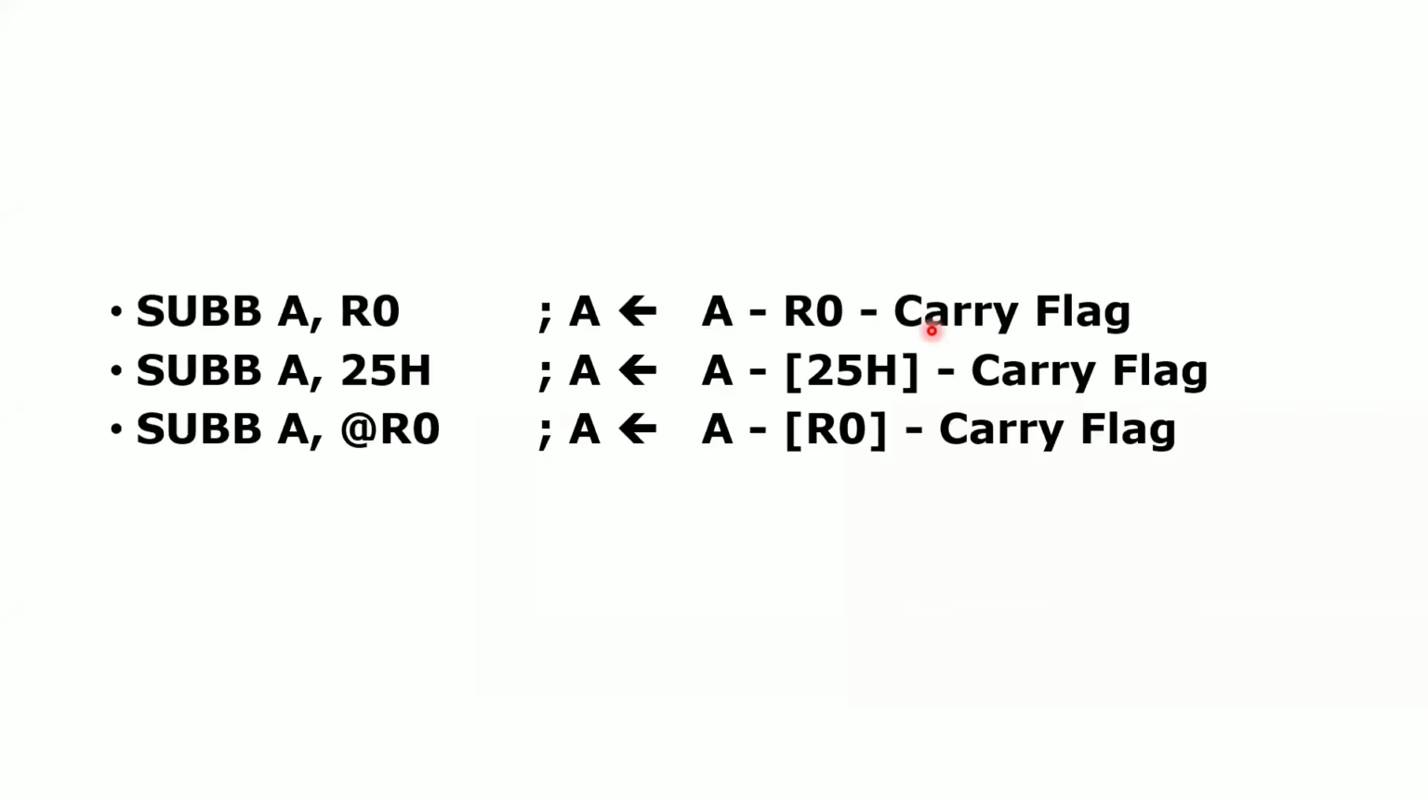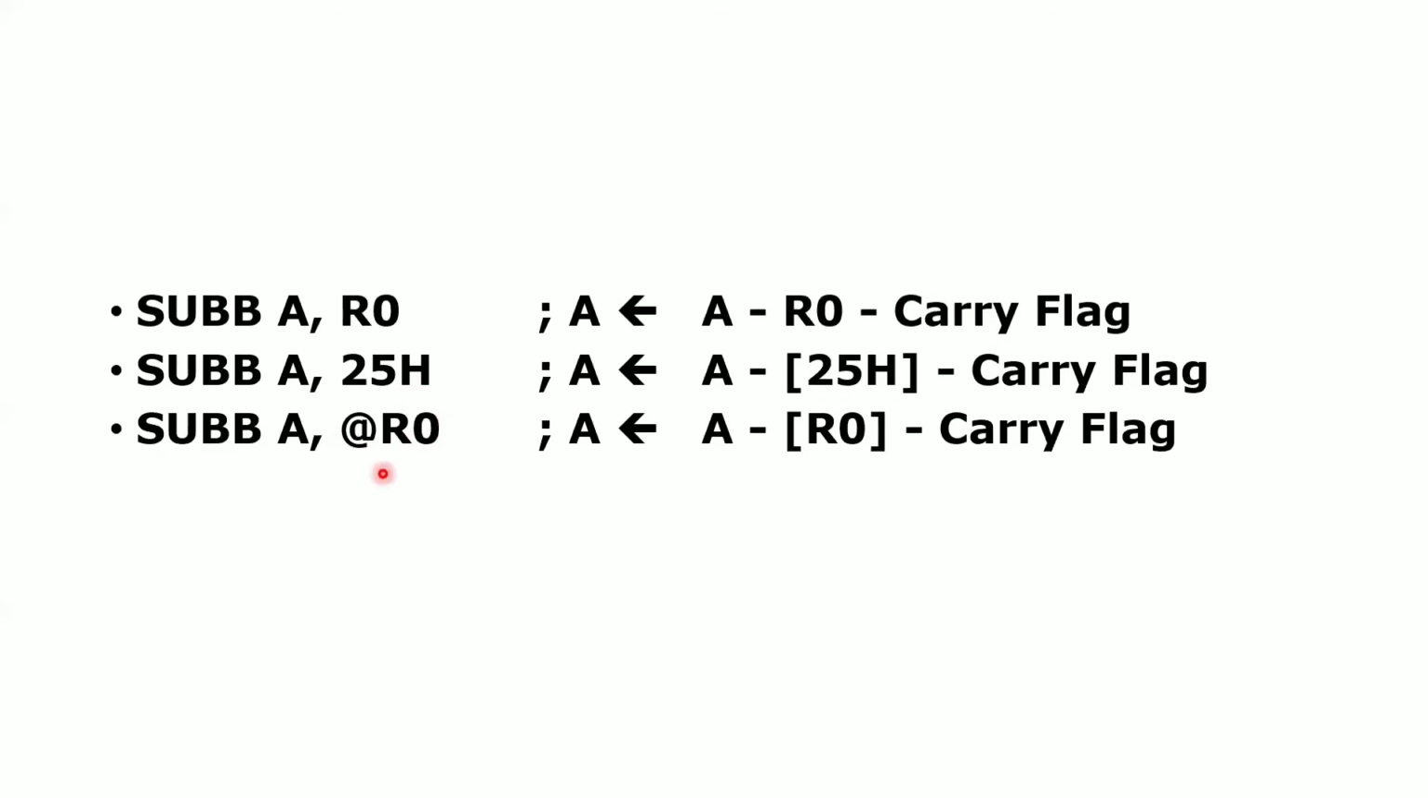And the next one is just like your addition operations. I am putting that data inside the register and giving that register inside this instruction. What does it mean? From the A register, subtract the value of your R0 along with the carry flag, which is nothing but your borrow. And similarly 25H is your address here. SUBB A, 25H means go to the address location, get that value, subtract from A along with the carry flag and store that result inside your A register. Coming to the next instruction, SUBB A, @R0.